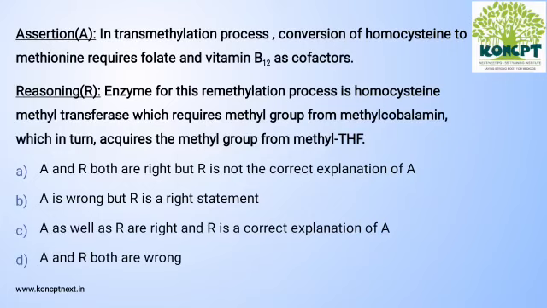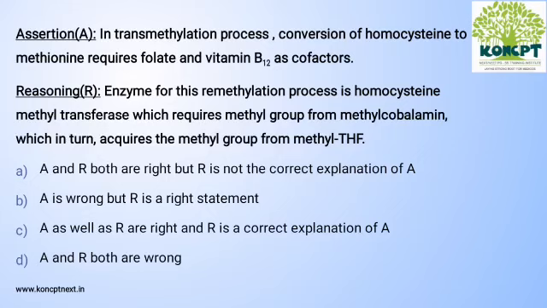And the fifth question is in assertion and reasoning pattern. The assertion, A, given is: in the transmethylation process, conversion of homocysteine to methionine always requires folate and vitamin B12 as cofactors. And the reasoning, R, given for that is: the enzyme for this remethylation process is homocysteine methyltransferase, which requires a methyl group from methylcobalamin, which in turn acquires this methyl group from methyl THFA.